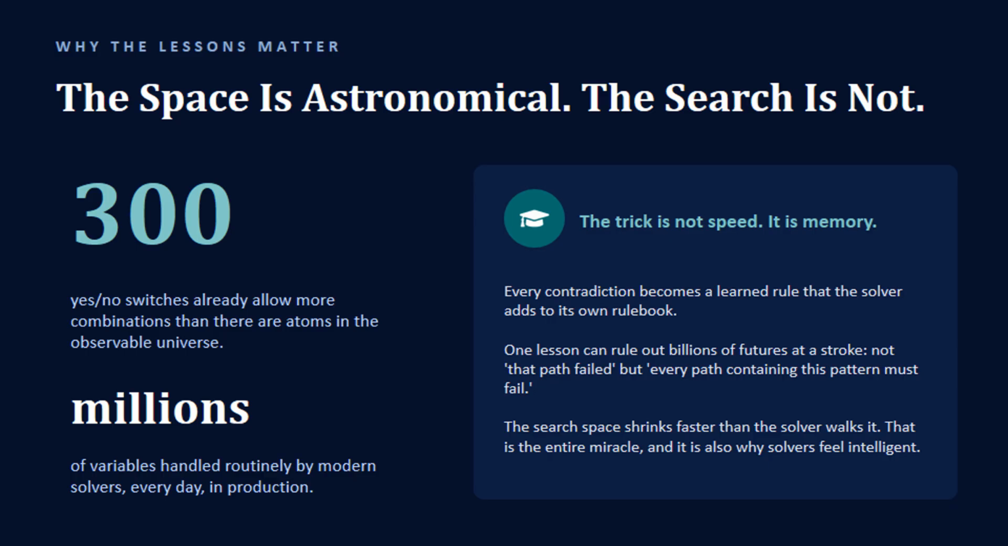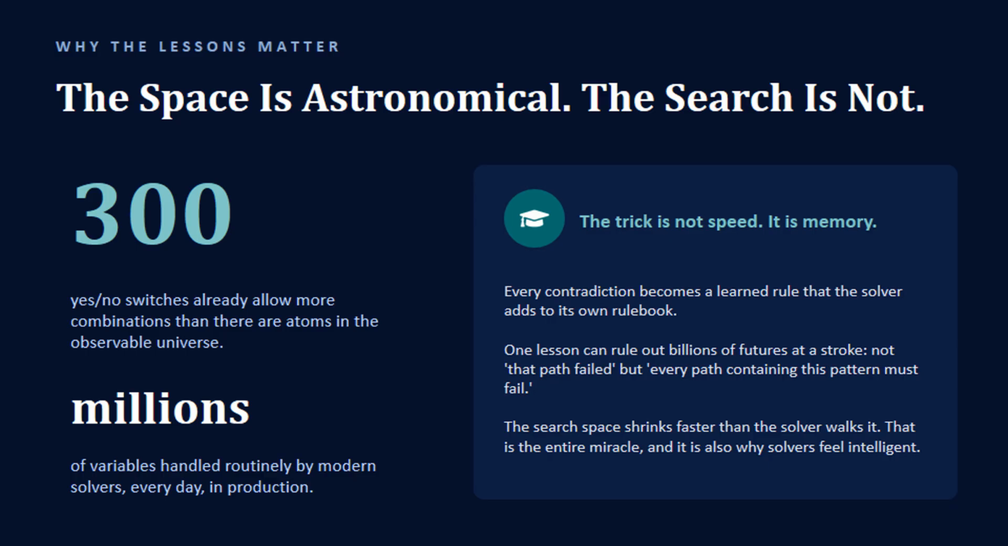The trick is not speed. It is memory. Every contradiction the solver hits becomes a learned rule, added to its own rulebook. And a single lesson can be devastatingly general. It does not say that particular path failed.